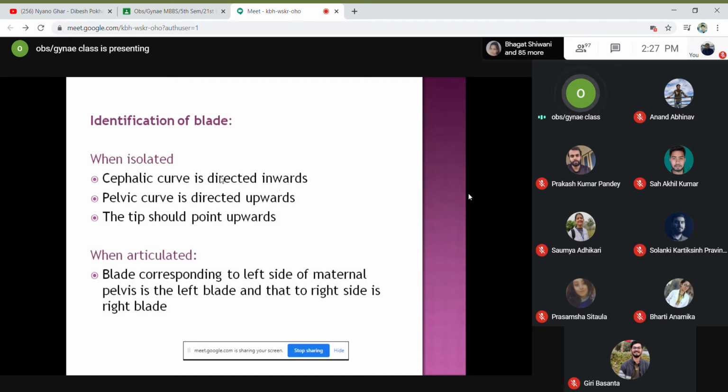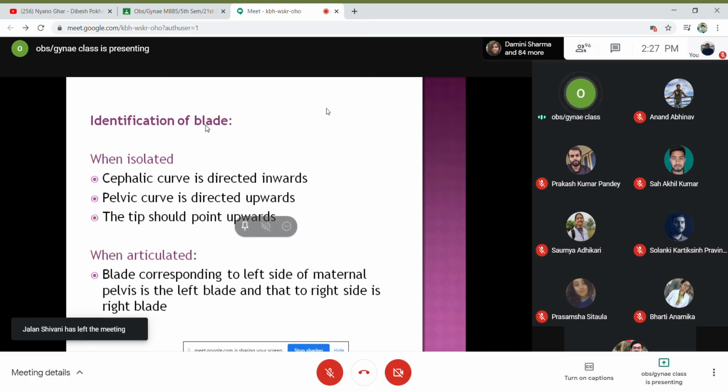Now, how do you identify the blade? I told you there are two branches of the forceps. So which branch is of the right side and which branch is of the left side, you have to identify before you apply the forceps. So how do you identify the right and left? When isolated, when you take only one part of the forceps, the cephalic curve should be directed inward, the pelvic curve is directed upward, and the tip should point upward. And when articulating the blades, the blade corresponding to the left side of the maternal pelvis is the left blade, and that to the right side is the right blade.